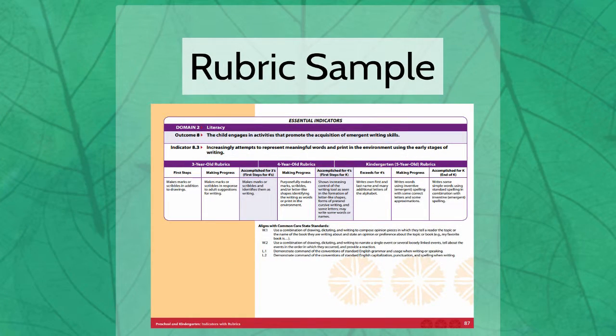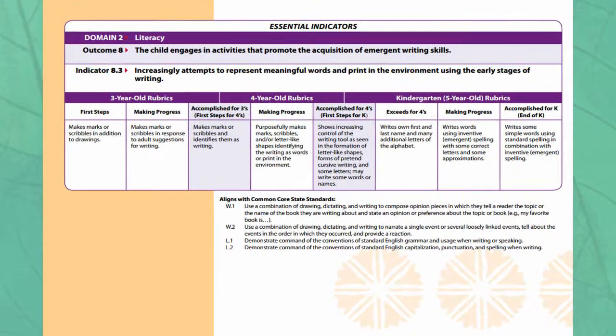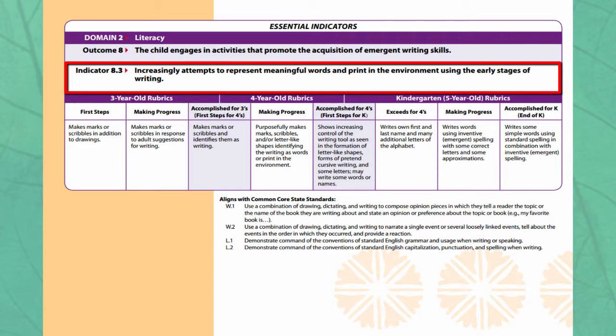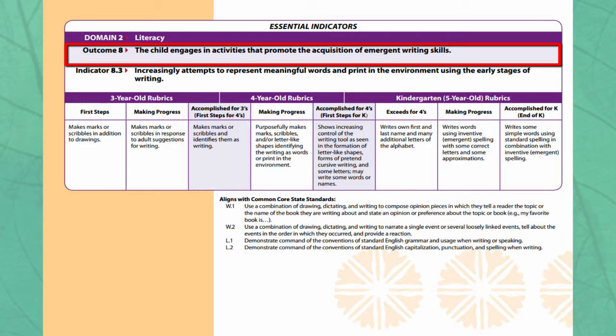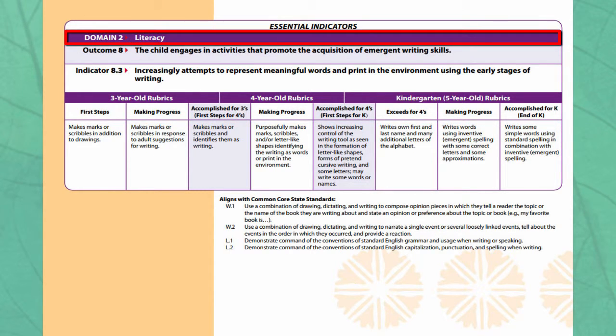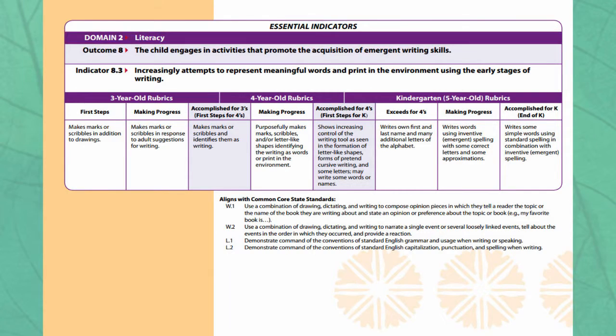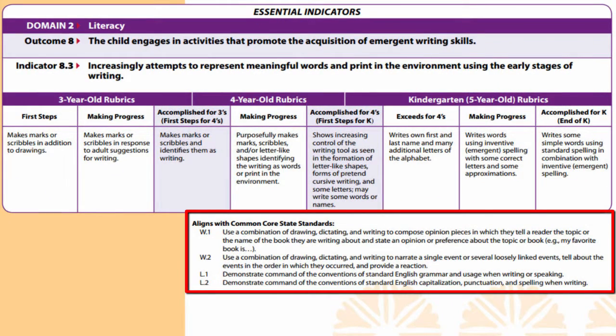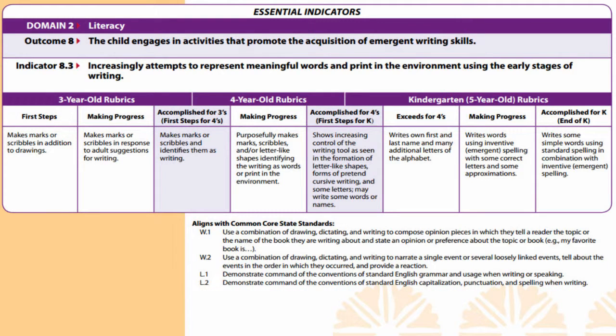The ELGs have rubrics for the preschool and kindergarten years to help organize ratings. Here is a rubric sample for EI 8.3, increasingly attempts to represent meaningful words and print in the environment using the early stages of writing. It belongs to Outcome 8. The child engages in activities that promote the acquisition of emergent writing skills. The domain is number 2, literacy. The bottom of the page shows which Common Core standards this EI aligns with.